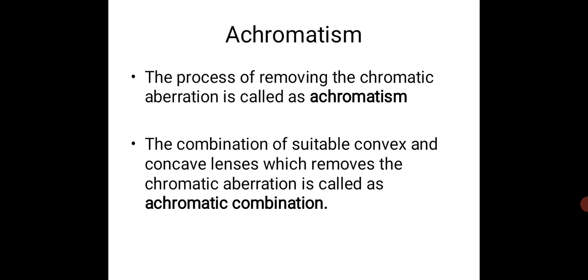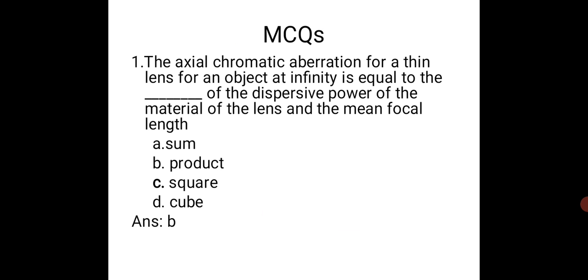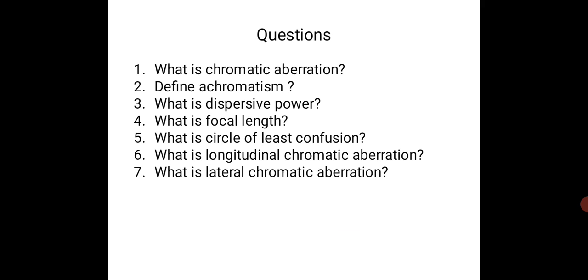The combination of suitable convex and concave lenses which removes the chromatic aberration is called an achromatic combination, and the process of removing the chromatic aberration is called achromatism. At the end of this session, you are able to answer questions like chromatic aberration, achromatism, dispersive power, what is focal length, circle of least confusion, longitudinal and lateral chromatic aberrations.